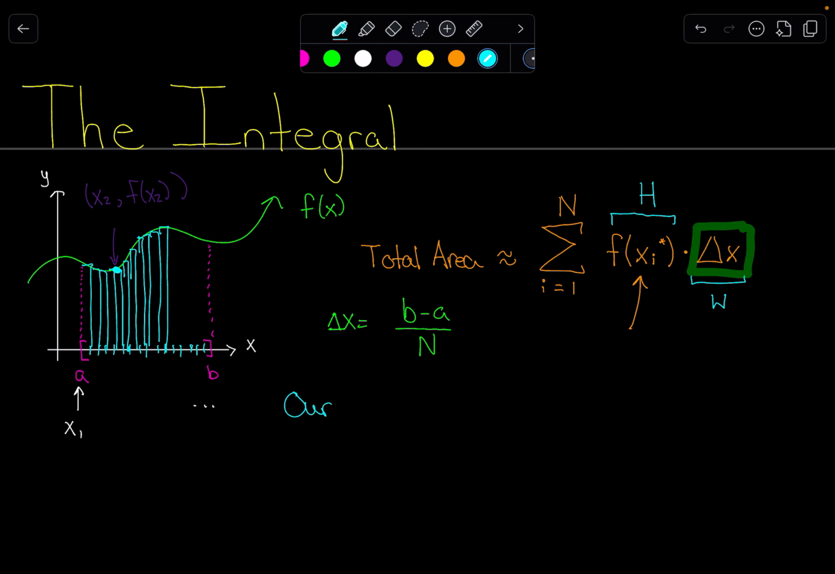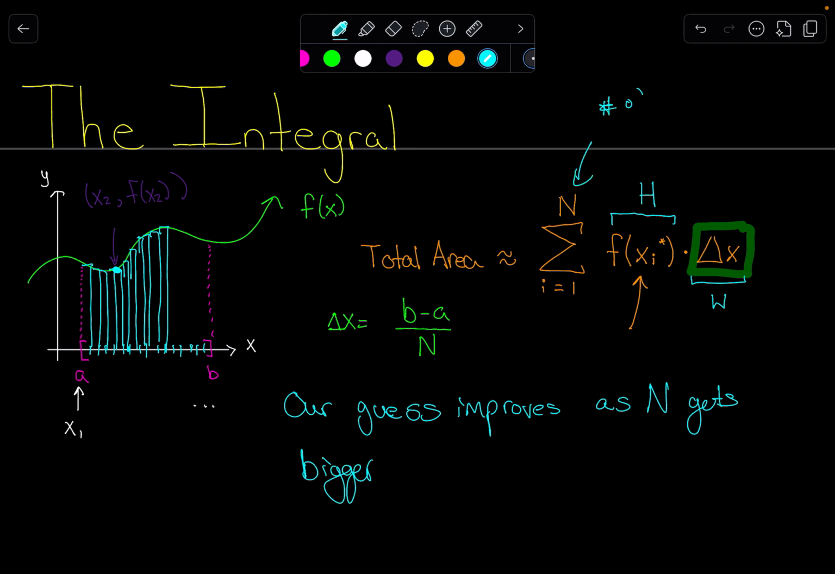And so we're going to say our guess improves as n gets bigger, right? Where n, remember, is the number of rectangles that we are choosing to use. Okay. And so, since we've taken calculus, we know that this doesn't mean n is 100 or n is 1,000 or n is 1,000,000, right?